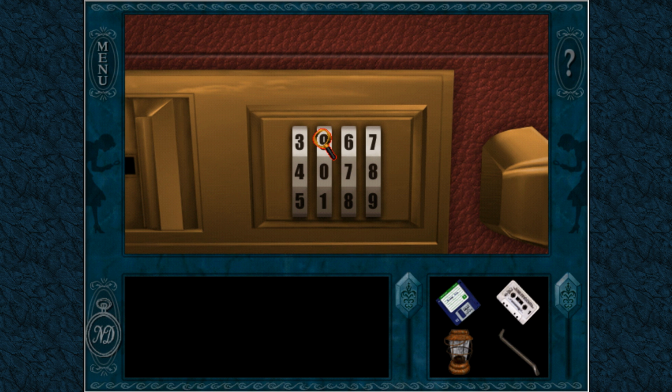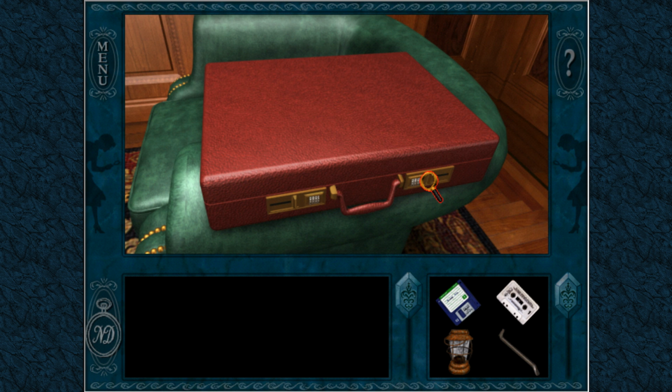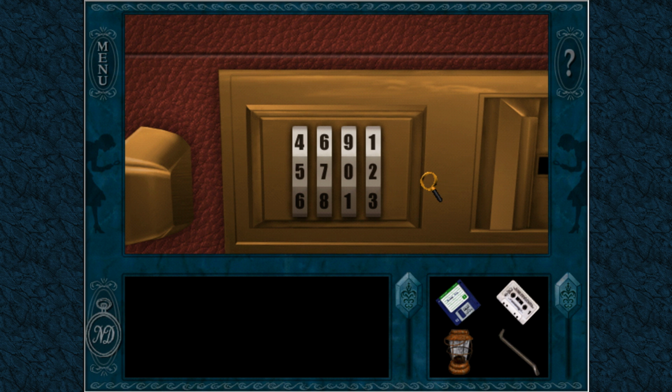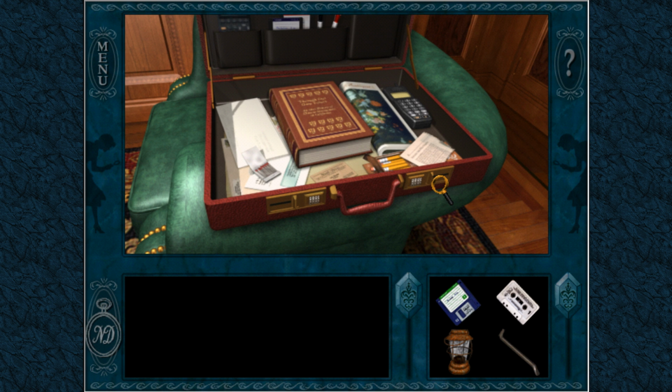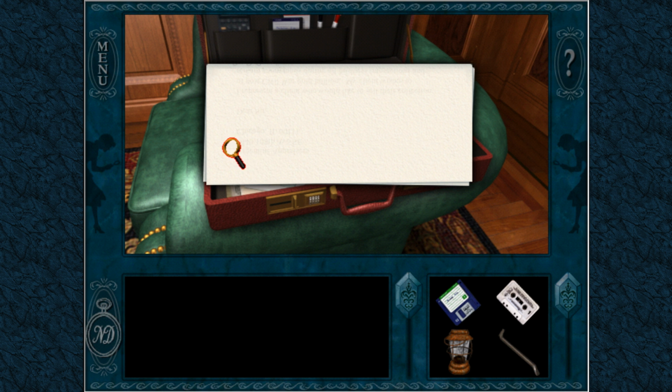4, 6, 5, 3, and the other side is 4, 8, 6, 8. There we go. Alright, let's see what Lewis has got stashed away here in his secret briefcase. First off, I'm seeing some matches.